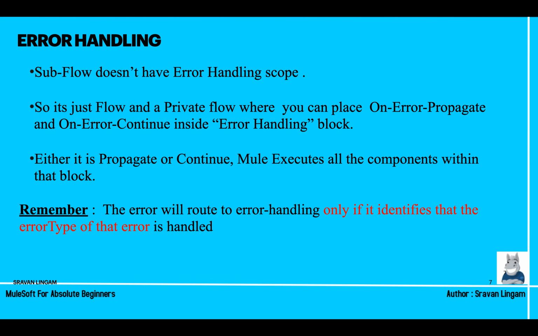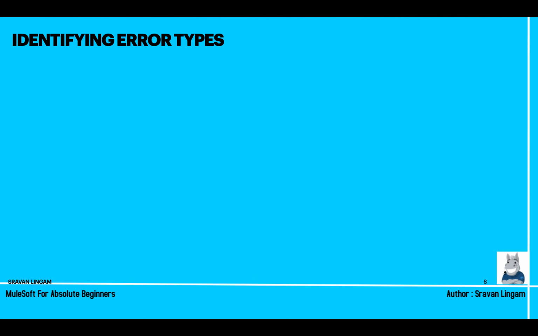Whenever I am highlighting text in a different color, red or green or any other color, those are important points, because when it comes to certification exams, you will probably get more than 5 to 7 questions on error handling. So if you follow my rules, it will be very easy for you to crack the examination, and even in your real-time projects.